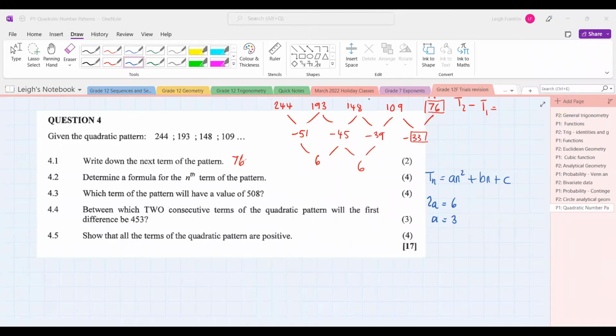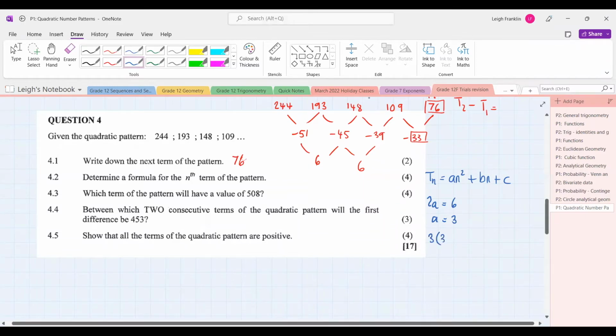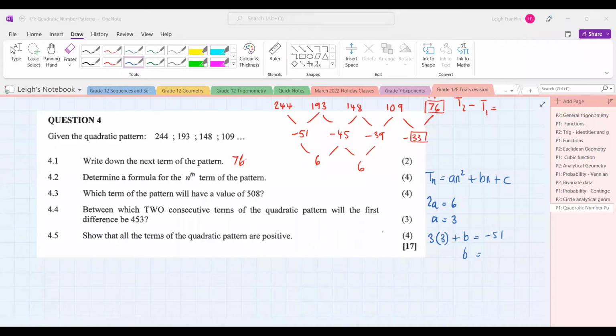Okay, so 3A plus B. All right, so we're going to take 3A plus B, and we're going to make that equal to negative 51. Okay, so B is going to be negative 51 minus 9, which is going to leave us with how much? Negative.